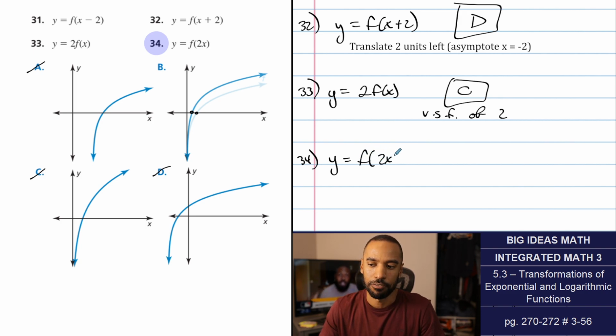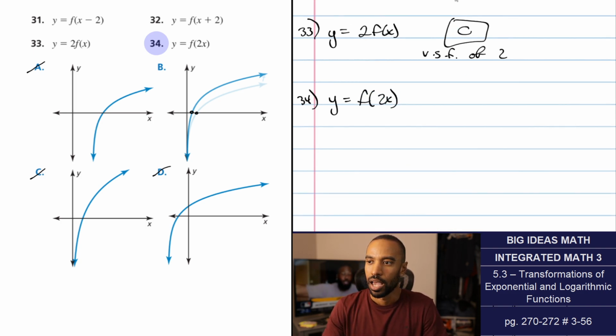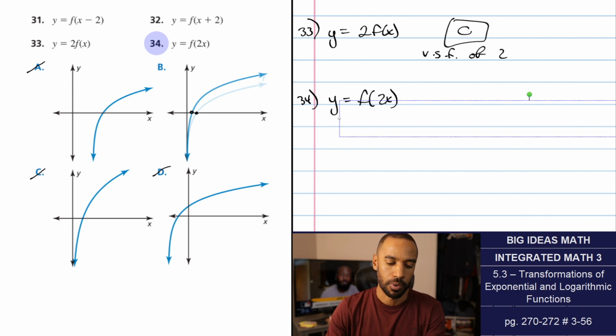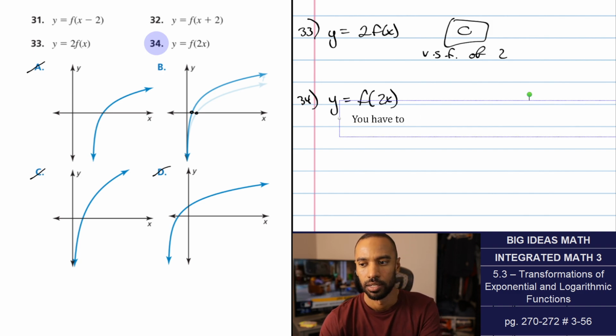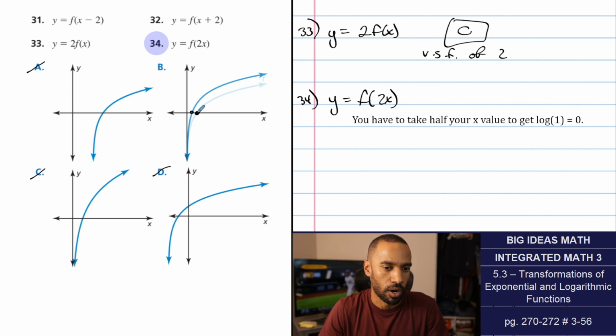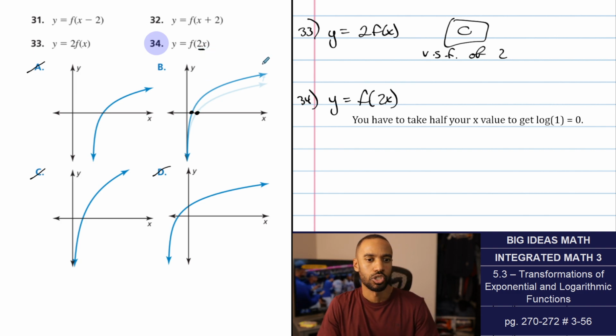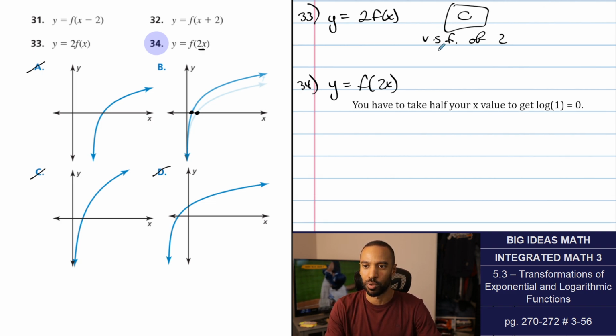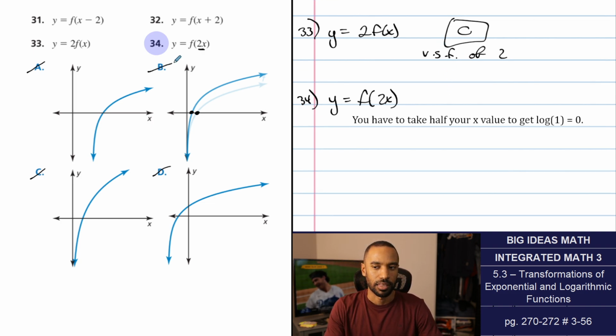So for f of 2x, I want to describe the way that I was stating that one. You have to take half your x value to take log of 1 to get log of 1 equals 0. My starting point is all based off of where I can take the log of 1. And if x was 1 before or 1 away from there, it works. Now I got to go half the distance because I'm about to double that. 2 times 1/2 is 1 and log of 1 is 0 that way. All right, that should be B.